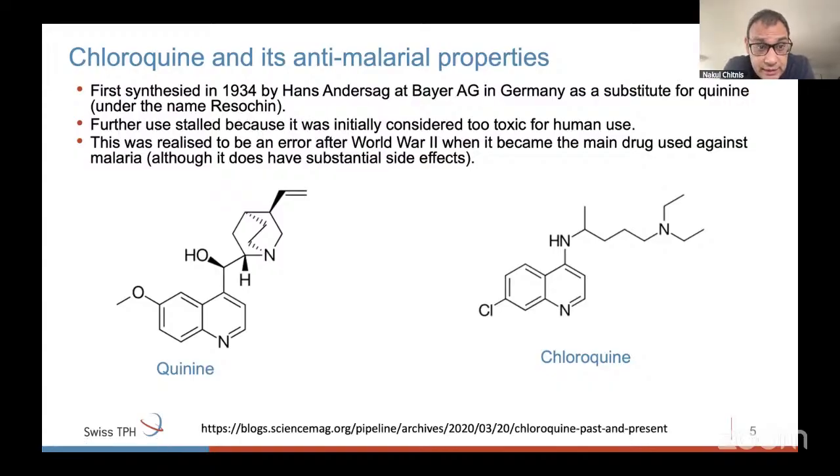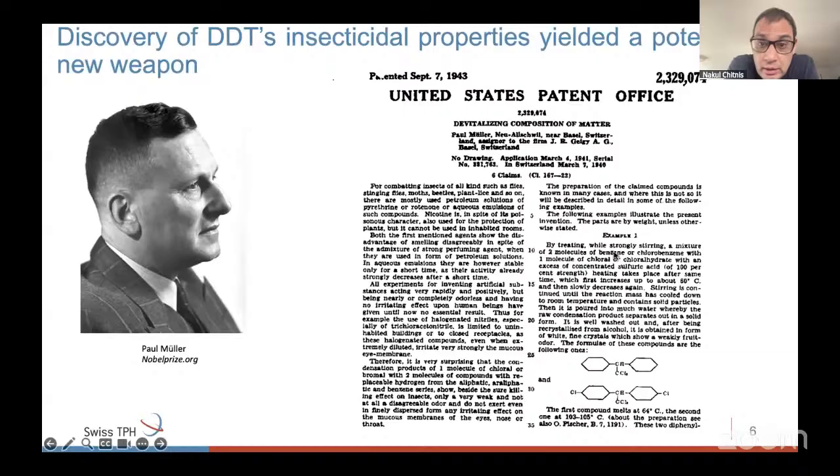It was initially stalled because it was considered too toxic for human use, but then it turned out that it's actually not. So it does have side effects, but it's not as dangerous as previously thought, and far less dangerous than quinine. So around the mid-20th century, we had very good treatment for malaria. We also then around the same time discovered DDT.